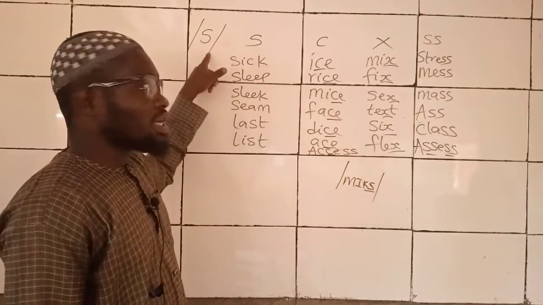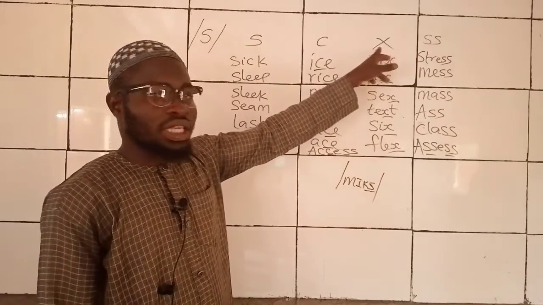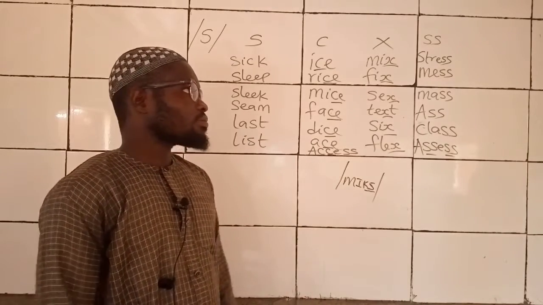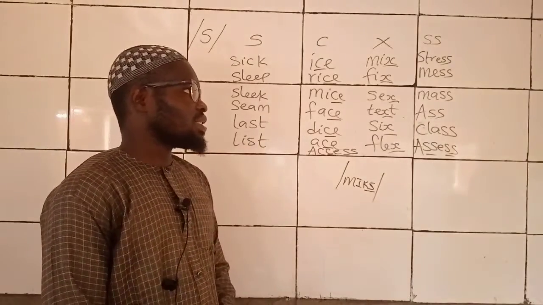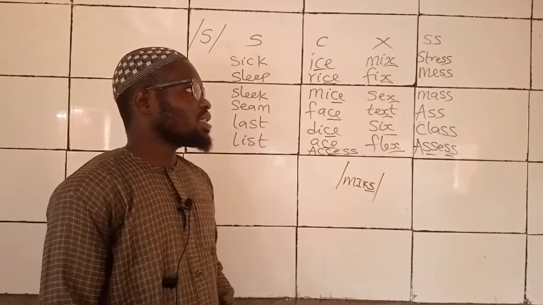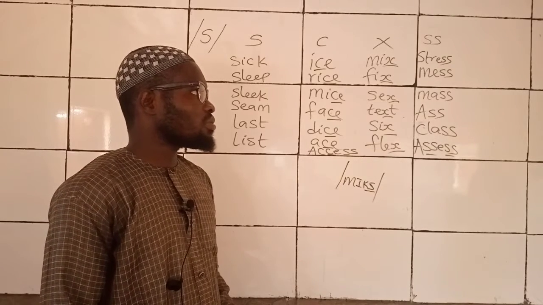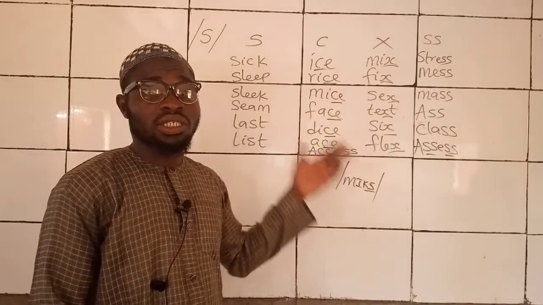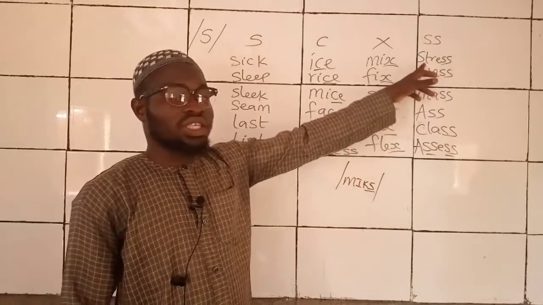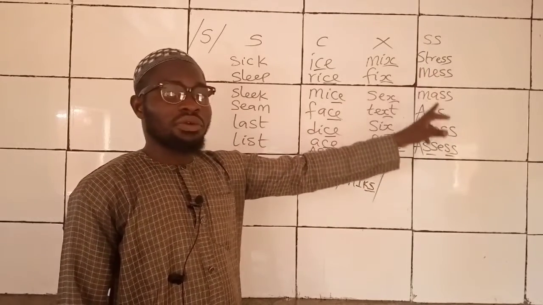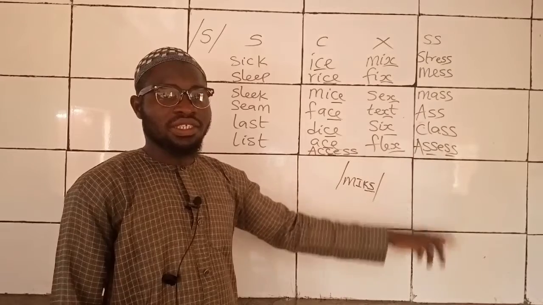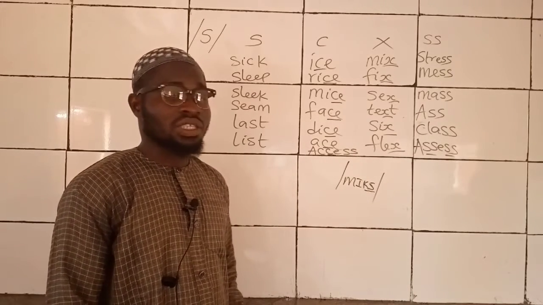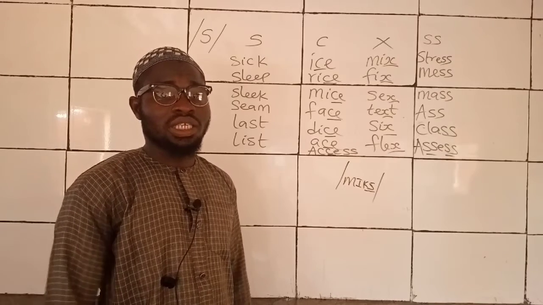This sound is also realized in letter X alongside the other sound. The last one is SS. Whenever we find SS, especially in a monosyllabic word, occurring at end position, it is realized as S. So we have stress, mess, mass, as, class, and assess. Assess has other words such as assessment and assessing.